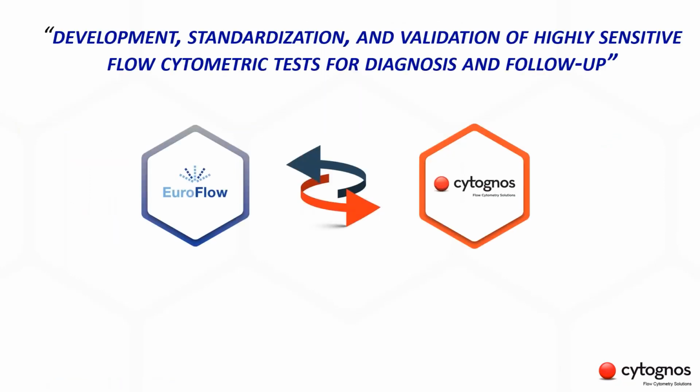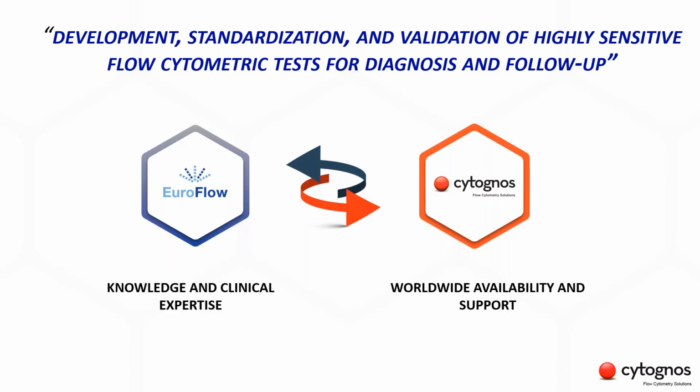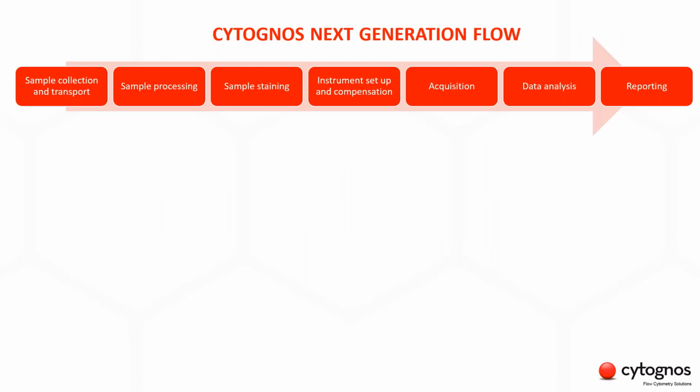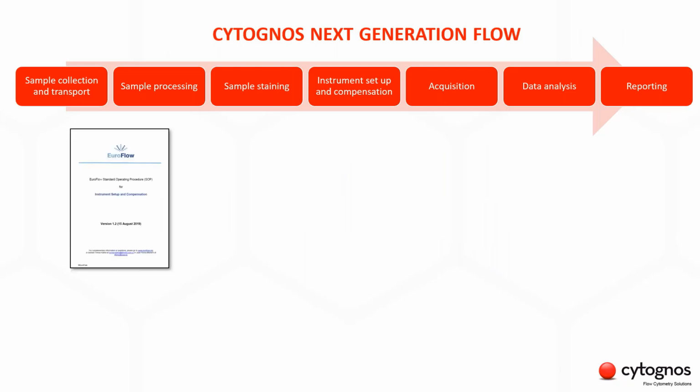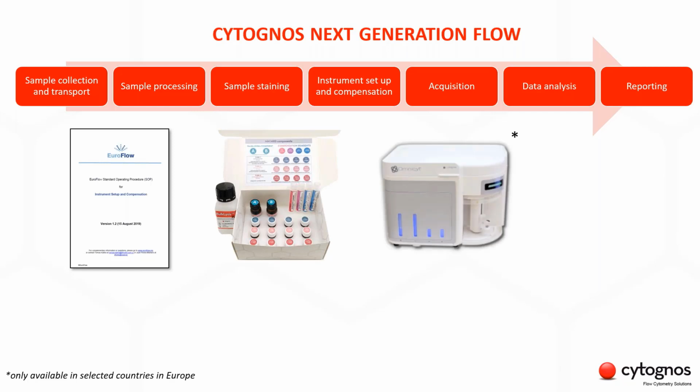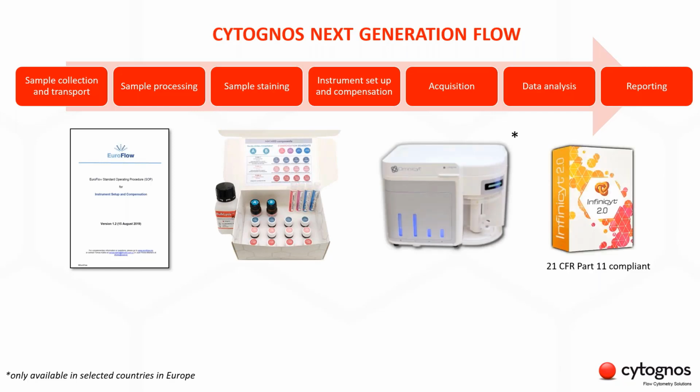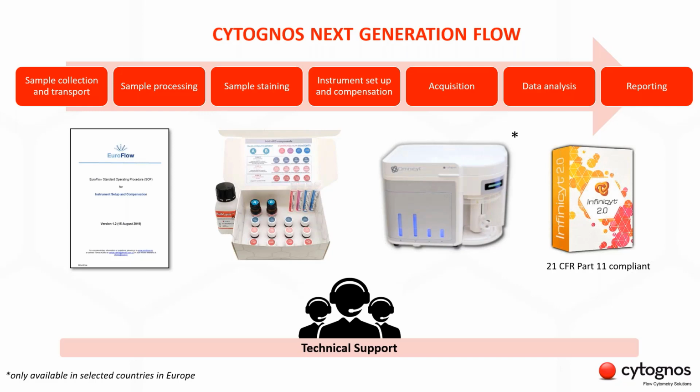So the EuroFlow goal is to provide standardized and validated, highly sensitive flow cytometry tests for diagnosis and follow-up of patients, and that requires a close collaboration between industry and academia. And thanks to this collaboration, Cytognos can bring the EuroFlow method as a ready-to-use flow solution for any lab in the world. This is what we call next-generation flow solution. And this solution includes the laboratory SOPs, the dry-down antibody kits, the instrument, and the Infinicyt software, and ongoing training and support to help you along the way.